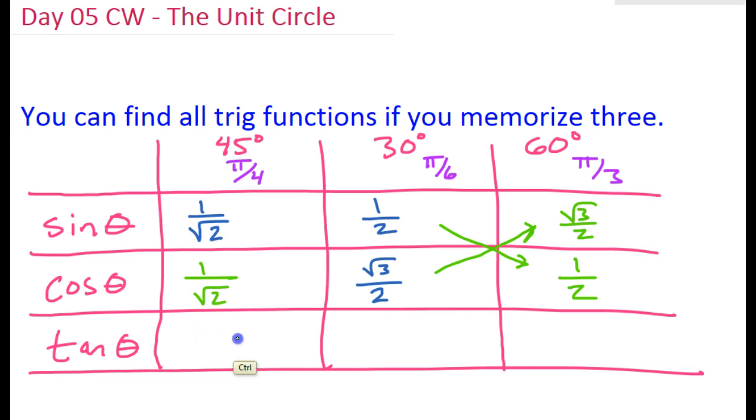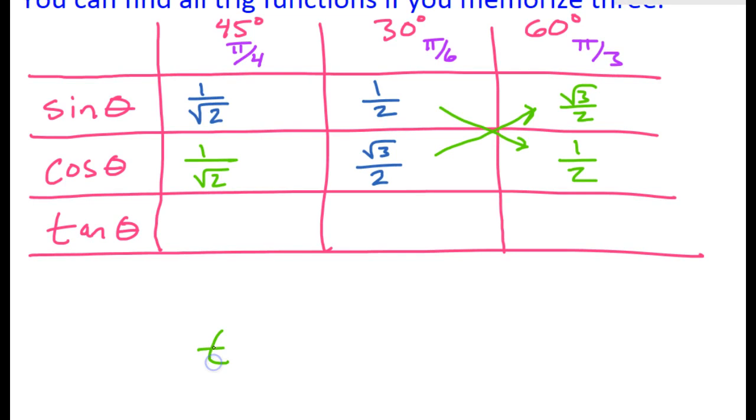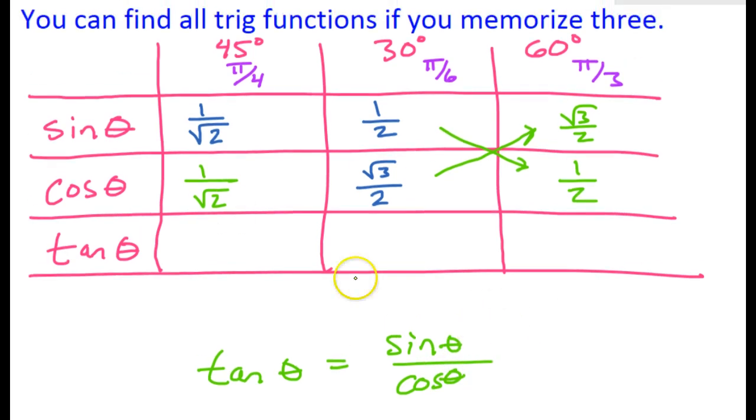And then for tangent, let me just write this down here for a second. Tangent is sine over cosine. And can you see that's what we have right here? This is sine over cosine, sine over cosine. So you can immediately write the tangent because this is the same thing over itself. So that's going to be 1.